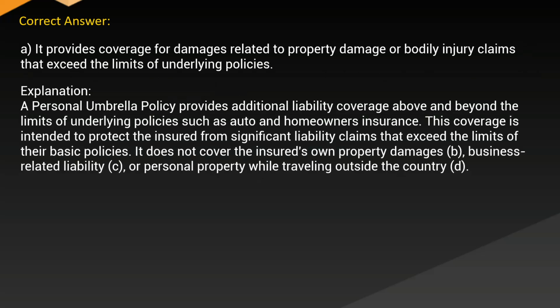Correct answer: A. It provides coverage for damages related to property damage or bodily injury claims that exceed the limits of underlying policies. Explanation: a personal umbrella policy provides additional liability coverage above and beyond the limits of underlying policies such as auto and homeowners insurance. This coverage is intended to protect the insured from significant liability claims that exceed the limits of their basic policies. It does not cover the insured's own property damages, B, business-related liability, C, or personal property while traveling outside the country, D.